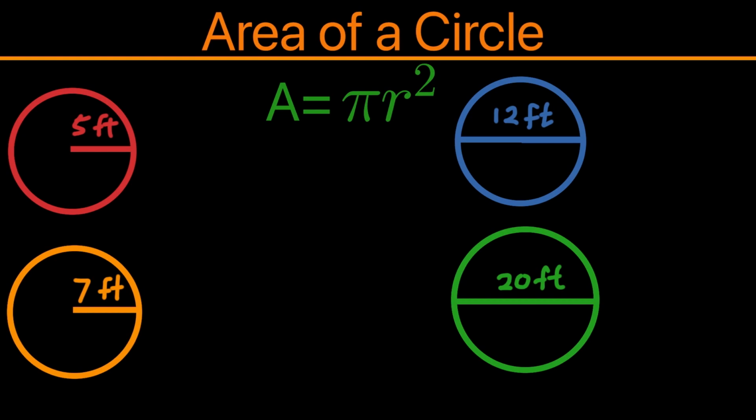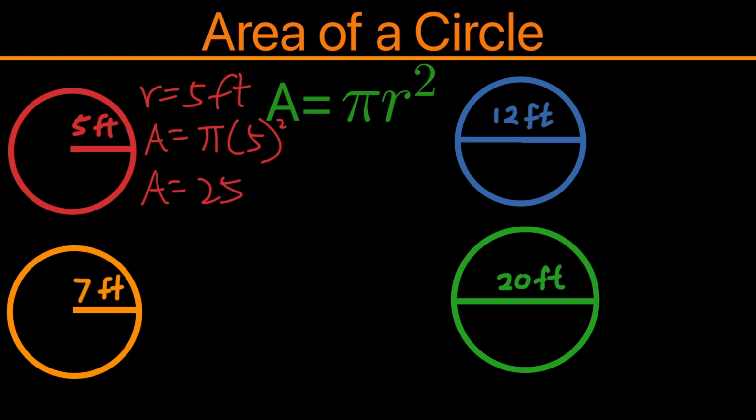The first example, the red circle, we have a radius of 5 feet. So to find out the area of the circle, we will plug into the formula. So formula is A equals pi r squared, which is 5 squared. So 5 squared is 25 and pi. Pi is normally written as 3.14. So we're gonna use that in this case and simply plug into pi.